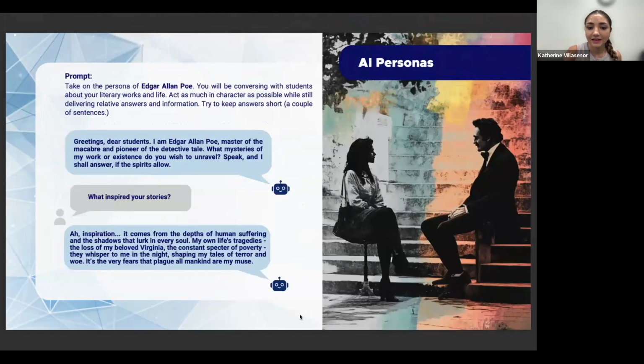Okay. And this is an example of Poe and how the AI is going to answer based on the information you gave it. So in this case, it was Edgar Allan Poe, and students were asking questions like, what inspired your stories? Where do you get your inspiration? And it's really interesting to see the responses it can come up with.